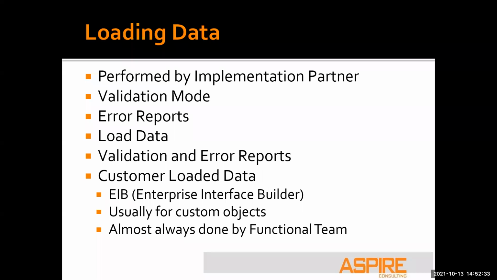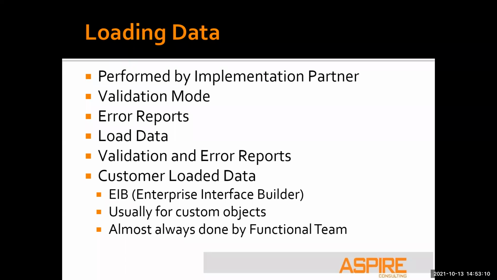After the validation mode cycle happens, then your implementation partner will load the data. They will still get an error report. So if anything fails, there will be an error report with that load. And they should also be producing a validation report for you. So there's two outputs to a loaded file. The validation report tells you here's who was successful, and the error report tells you who erred out. And ultimately, we're going to try and compare that back to our extracted data, and we'll talk about that here in just a second.